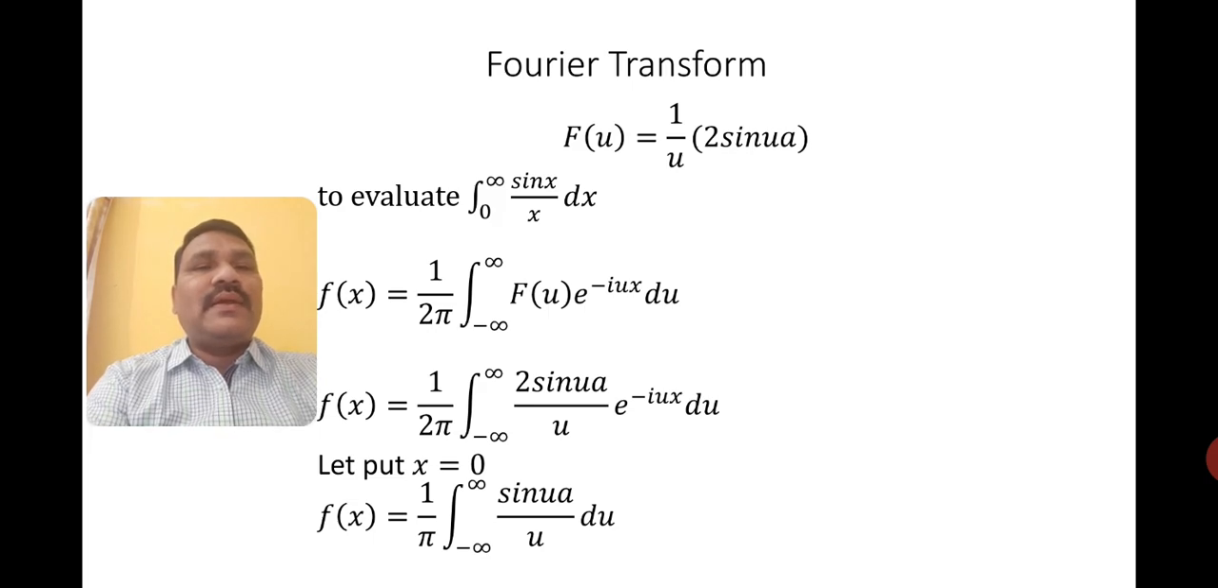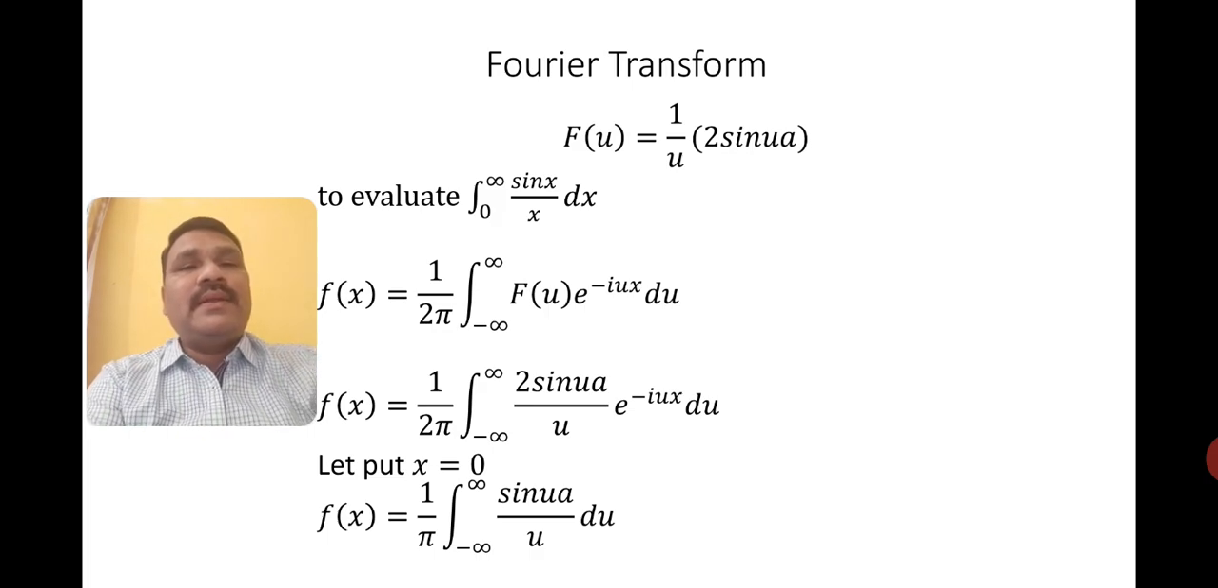Yeah, you will get this one as the upper limit in the integration. You just see the constant part 2 is there, that 2 and 1 by 2 pi will get cancelled, so you got 1 by pi times the integral from minus infinity to plus infinity of sin(ua) divided by u. What happened to the exponent part? e to the power 0 is nothing but 1. Therefore the exponent part has vanished, you got only du, right?